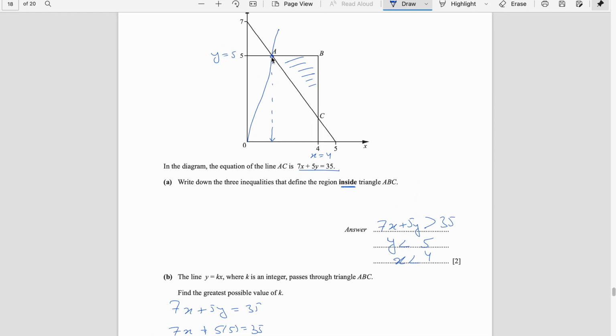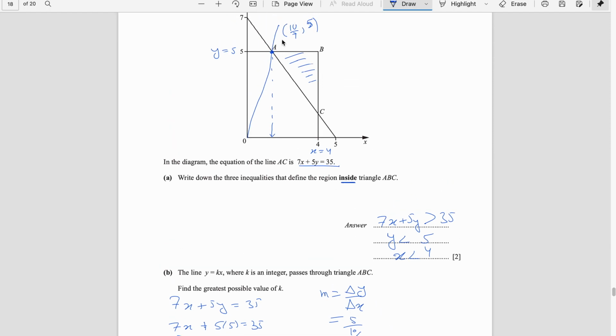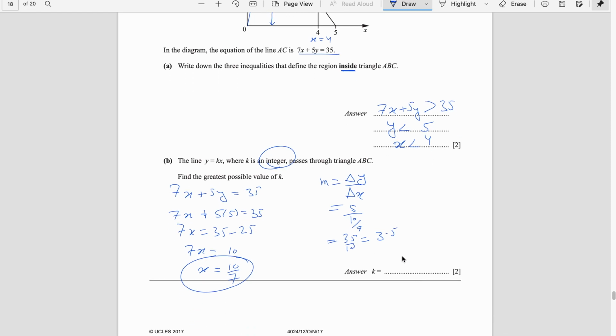Now we have this coordinate, where x is 10 by 7 and y is 5. To find the gradient, that is change in y over change in x, 5 divided by 10 by 7, which is 5 times 7 by 10, 35 by 10. The gradient is 3.5. So it could have a maximum gradient of 3.5, but it needs to be an integer value. So the maximum value less than 3.5 is 3.